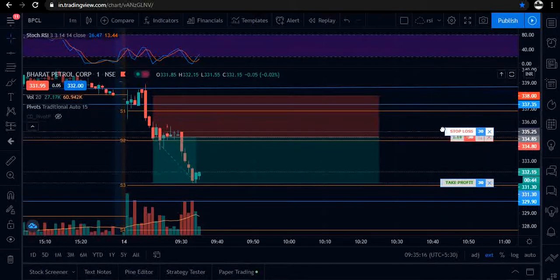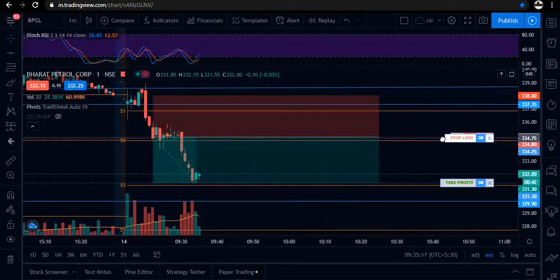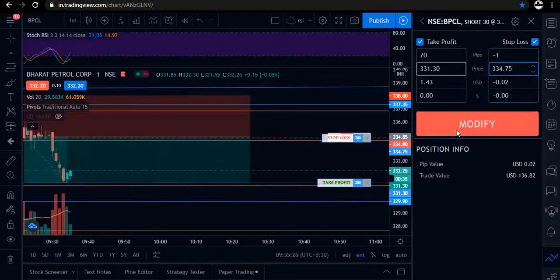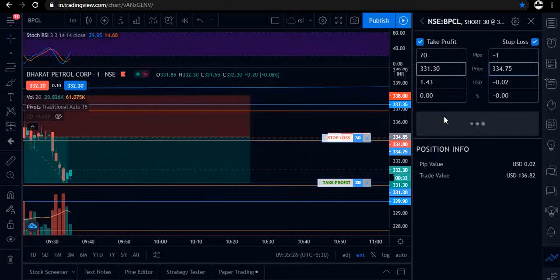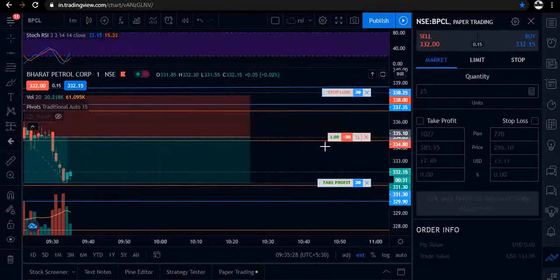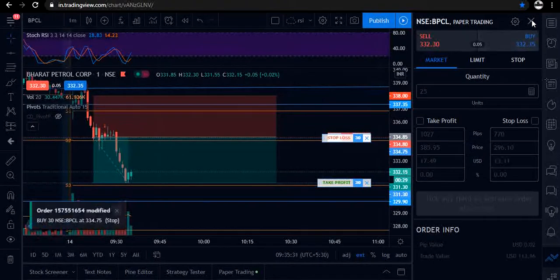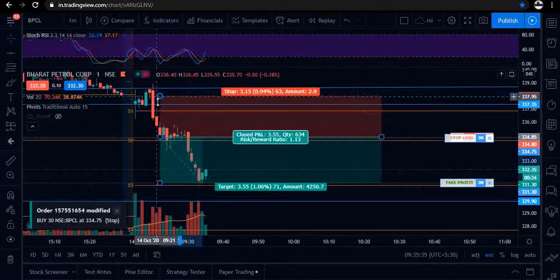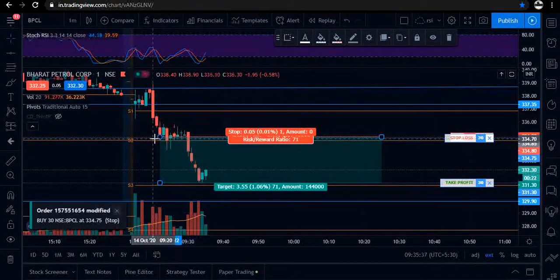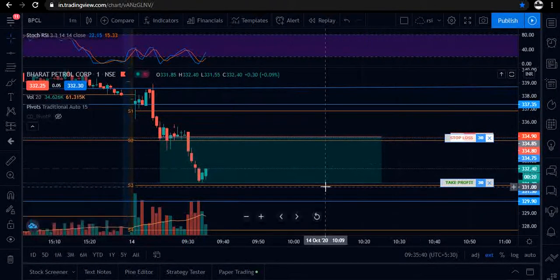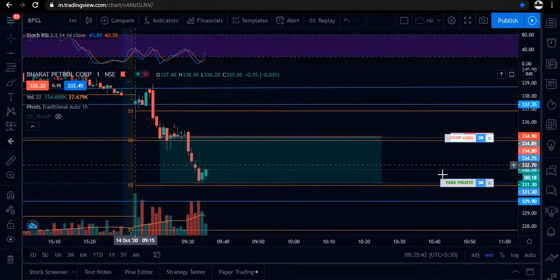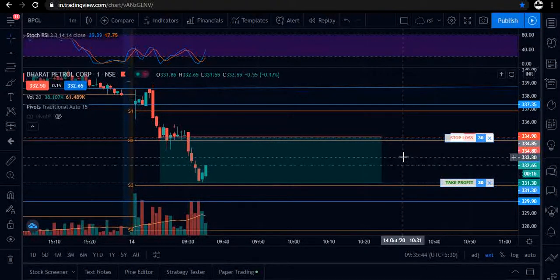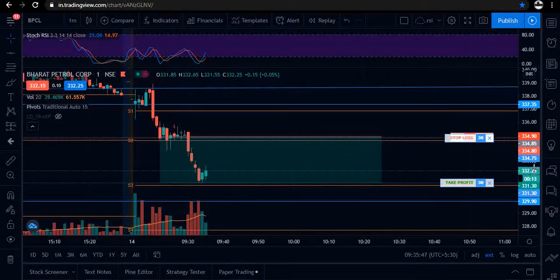Okay traders. So here it is, let's modify it. And here our stop loss has been set to our cost price. So the same will happen as yesterday, that either we will be booking profit or no loss. Simple: no profit, no loss trade.